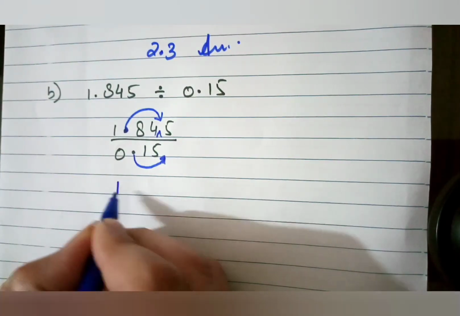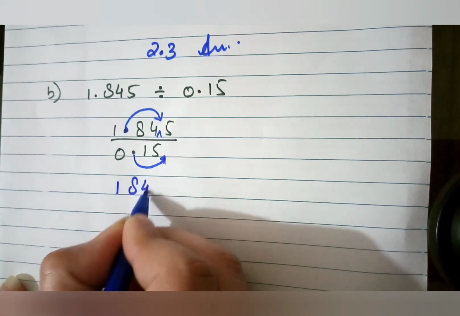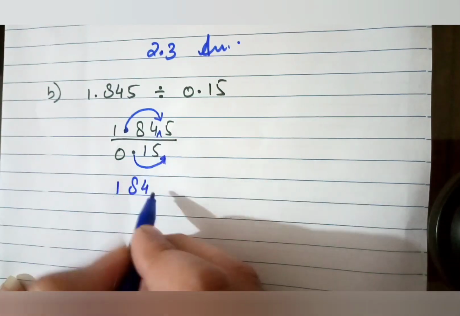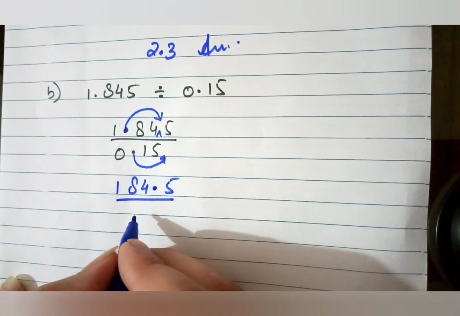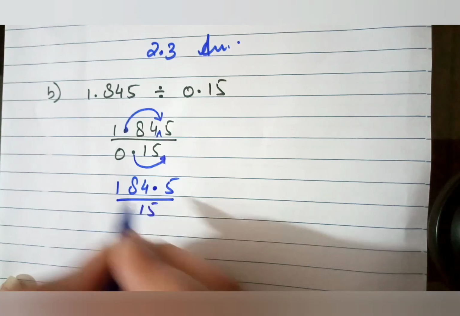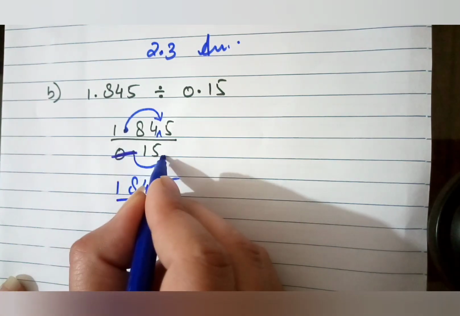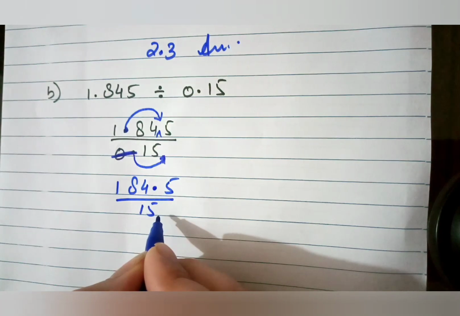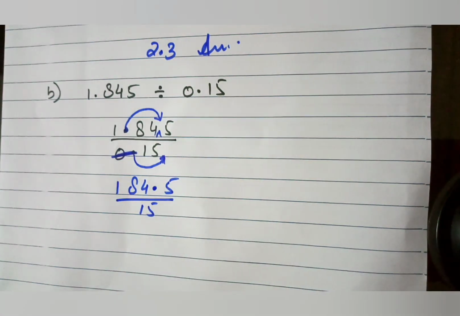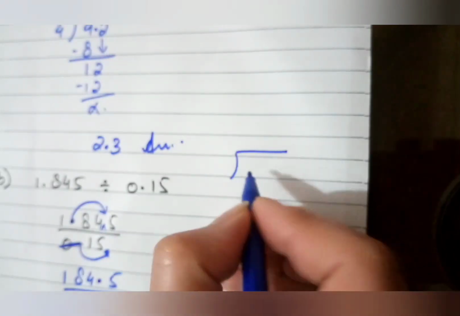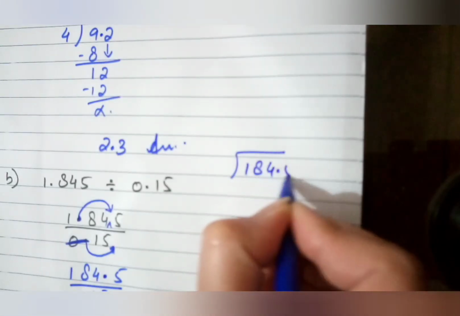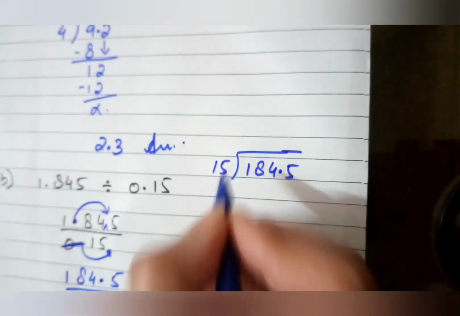Now rewrite the terms again. 1 8 4, then after 2 digits this is the position, so writing the point here, 5. In the denominator we have the term 15 now, because the point is shifted to the extreme right, so there's no need to write the point. Now we have the term 184.5 divided by 15.